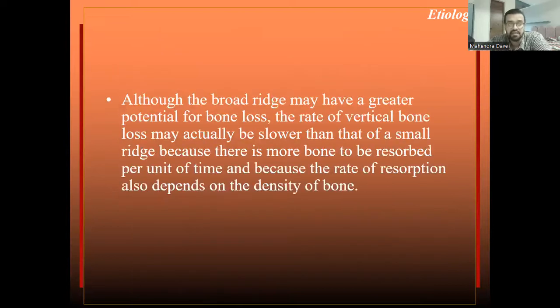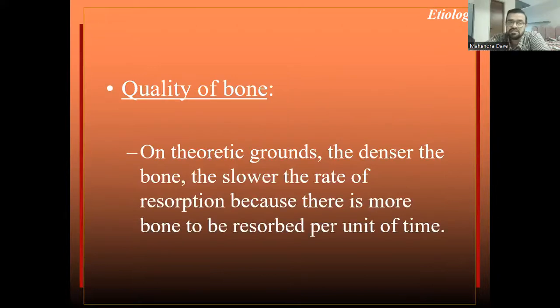of time. Although the broad ridge may have a greater potential of bone loss, the rate of vertical loss may actually be slower than that of the small ridge because there is more bone to be resorbed per unit of time, and because the rate of resorption also depends on the density of the bone. Next is the quality of bone. On theoretic grounds, the denser the bone, the slower the rate of resorption because there is more bone to be resorbed per unit of time.